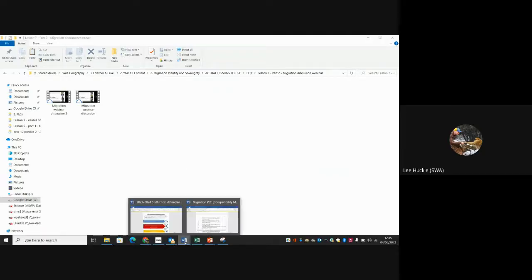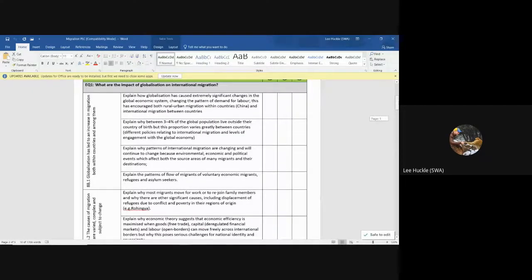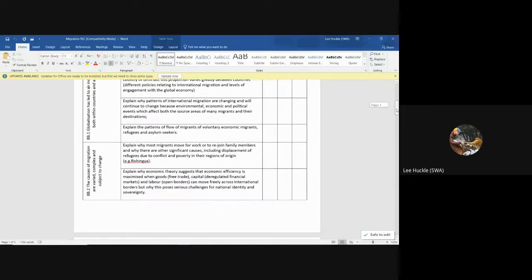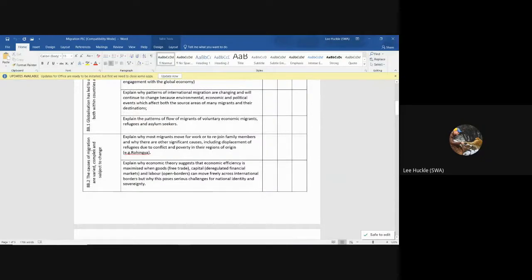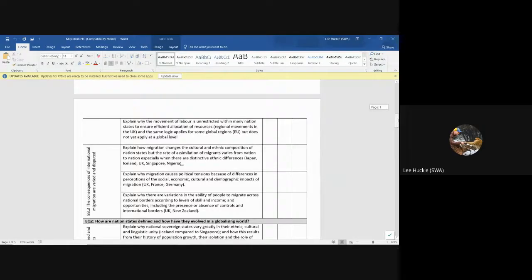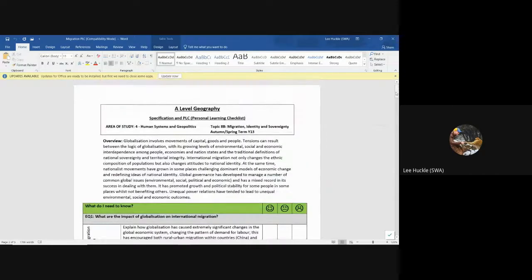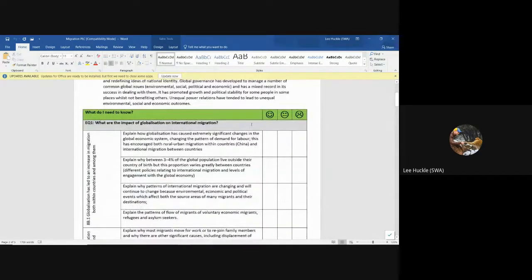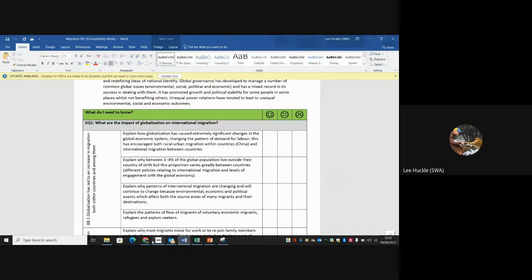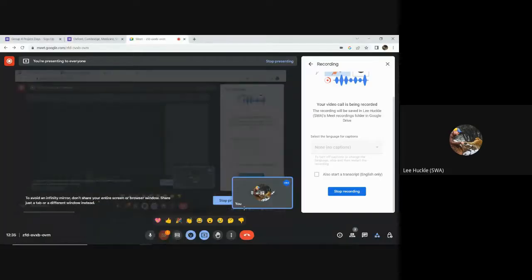So if we return to where we started, these 3 sub-questions of EQ1, globalization has led to an increase in migration both within countries and among them. Second part, the causes of migration are varied, complex, and subject to change. And then the final part of EQ1, the consequences of international migration are varied and disputed. That rounds off the summary of inquiry question 1. What are the impacts of globalization on international migration as part of the Migration, Identity and Sovereignty Unit?